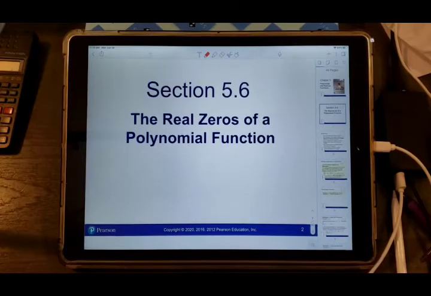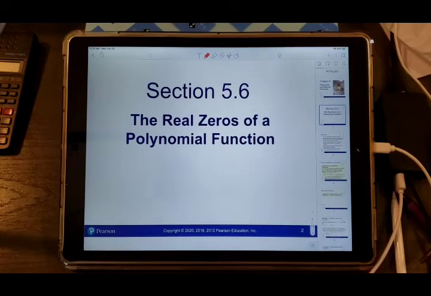All right, 5.6. I really like this section, but it's very confusing. I mean, you kind of need a roadmap to understand what's going on.